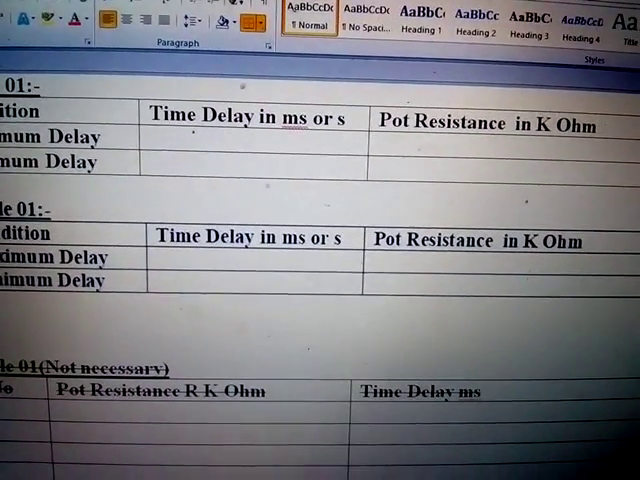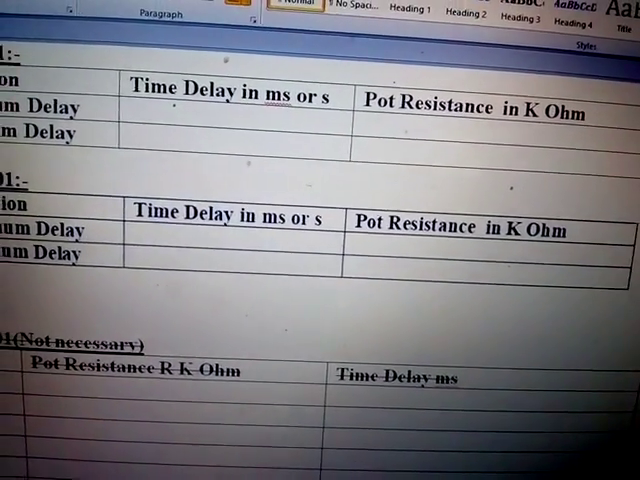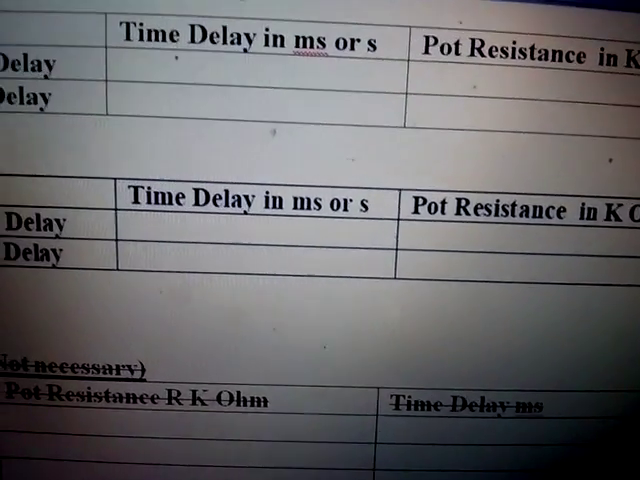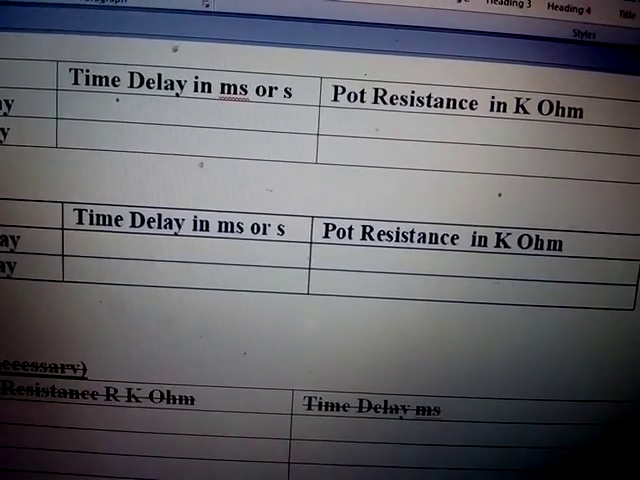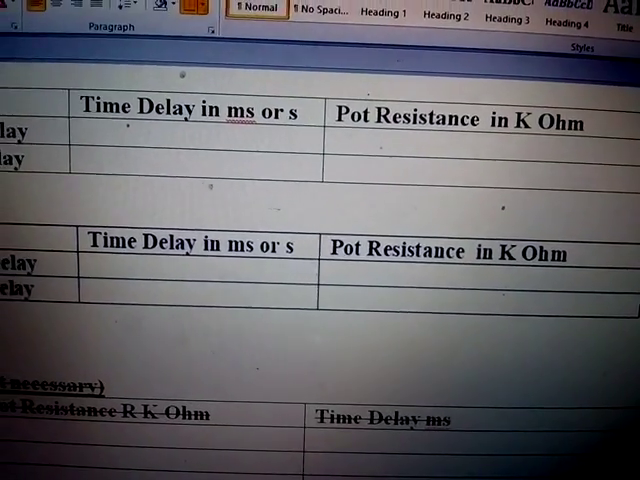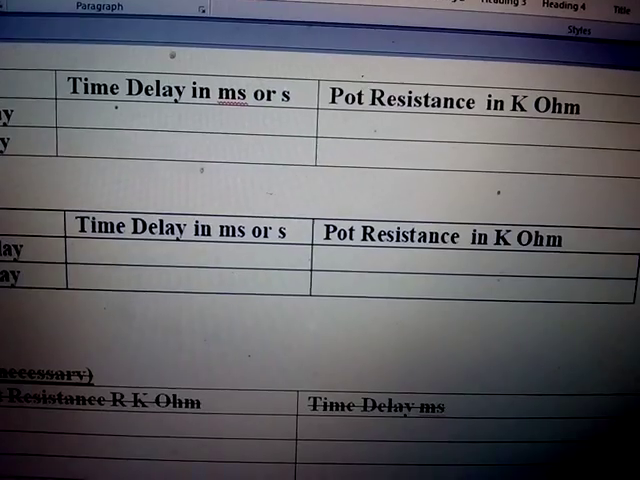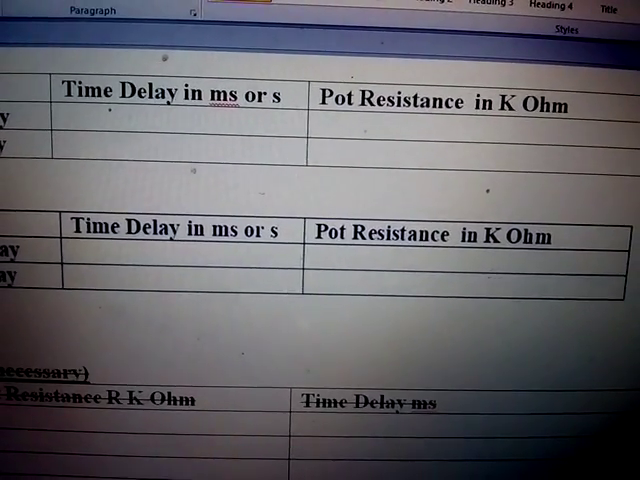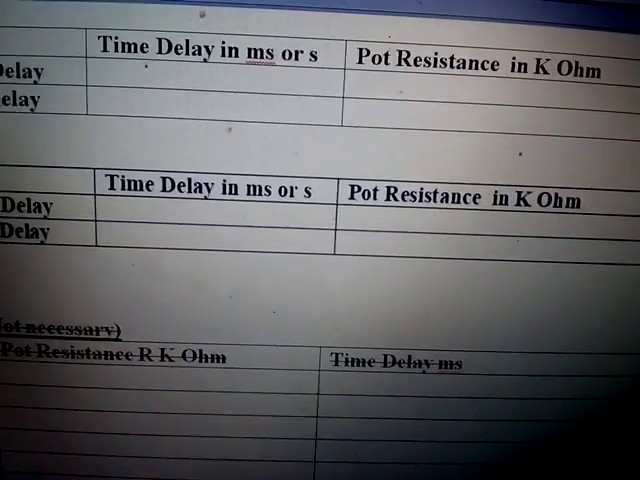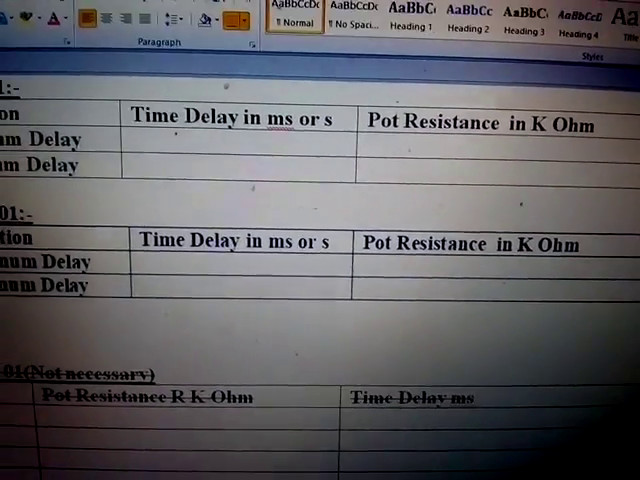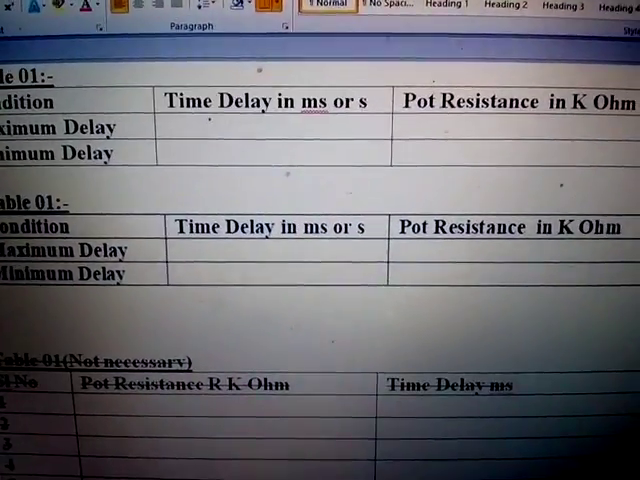If you don't get the waveform, what you have to do is check the connections once again, check whether you have kept the CRO properly, then replace the UJT, or replace the capacitor. Also check the pot for loose connections.